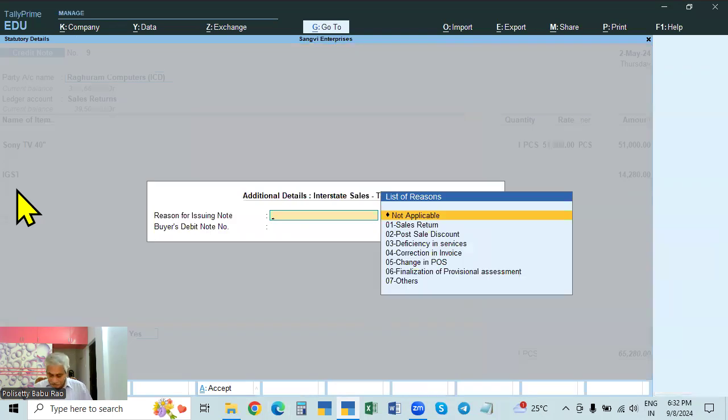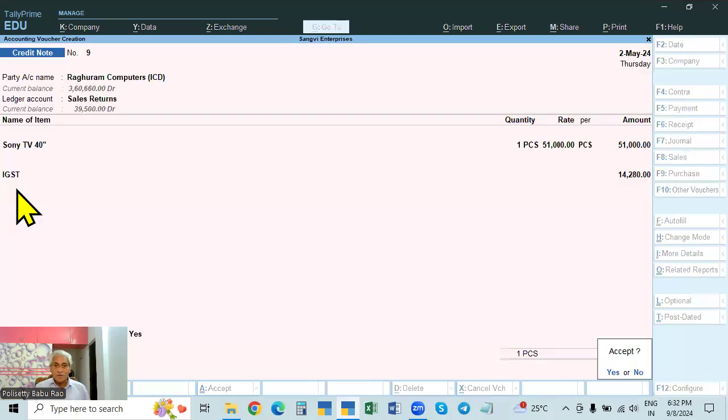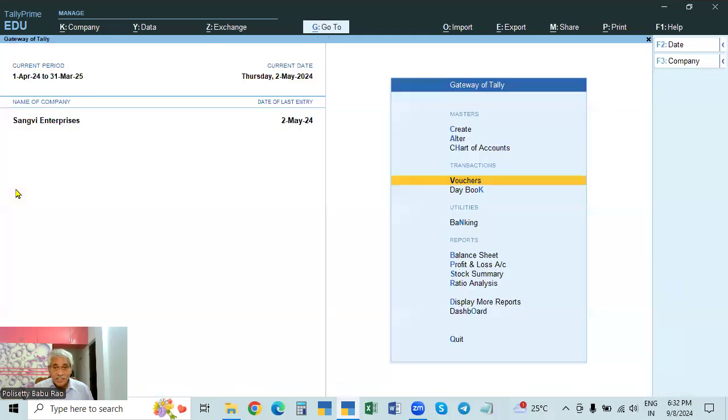Yes. So sales returns, and you will send the debit note already. Something like that. And we received today only, 2nd May. So it is there. Okay. So like this, we have to enter. So this is about the credit note.